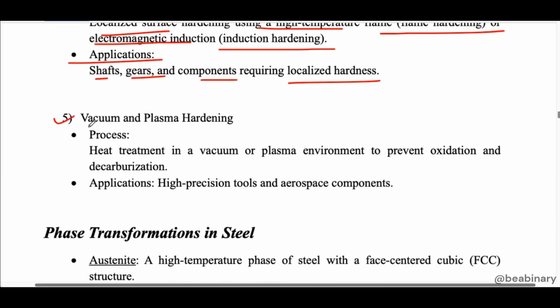The fifth one is the vacuum and plasma hardening, which is very advanced. Okay, the process, which is a heat treatment in a vacuum or plasma environment.